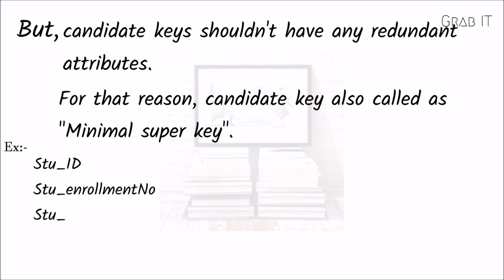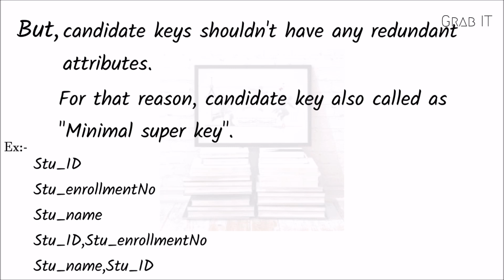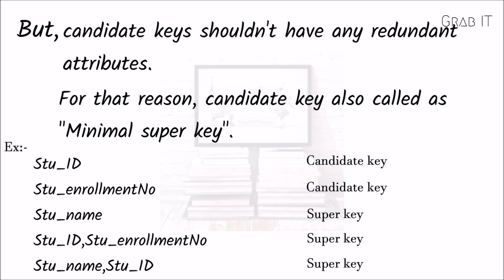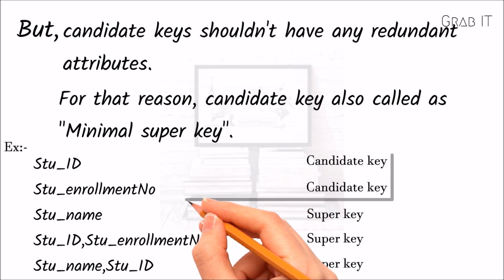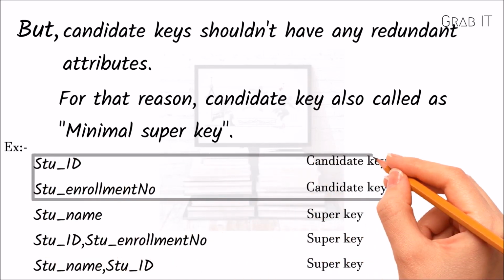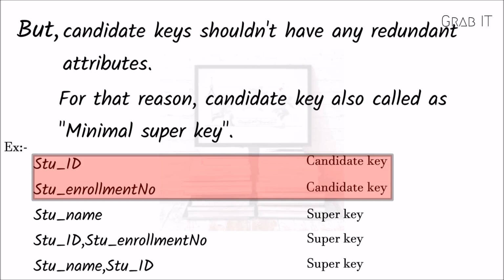Please concentrate on this example. Here we have student ID, student enrollment number, student name, and combinations such as student ID with student name as our super keys. In this example, student ID and student enrollment number are the candidate keys. Please make sure when you are choosing a candidate key, it should be unique and atomic.